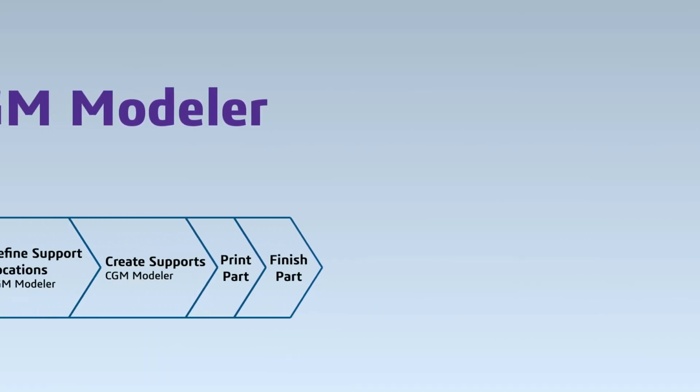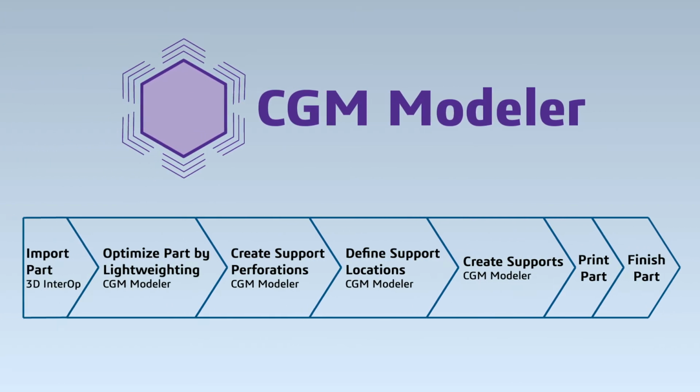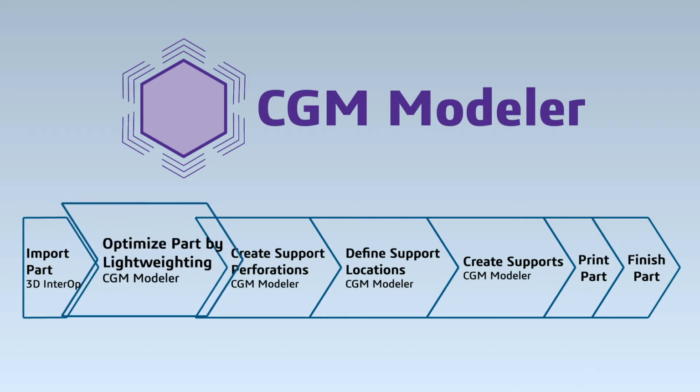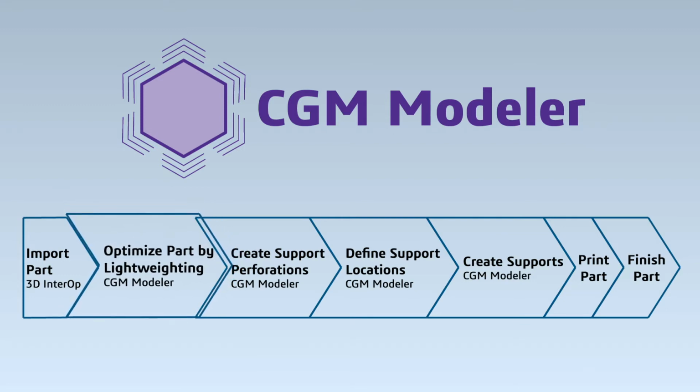Spatial's CGM Modeler enables 3D printing applications by allowing the fast optimization of parts for service and manufacturability. In particular, with the aid of CGM Modeler, developers can write user-friendly 3D printing applications that quickly lightweight parts by eliminating unnecessary material while maintaining necessary stiffness.